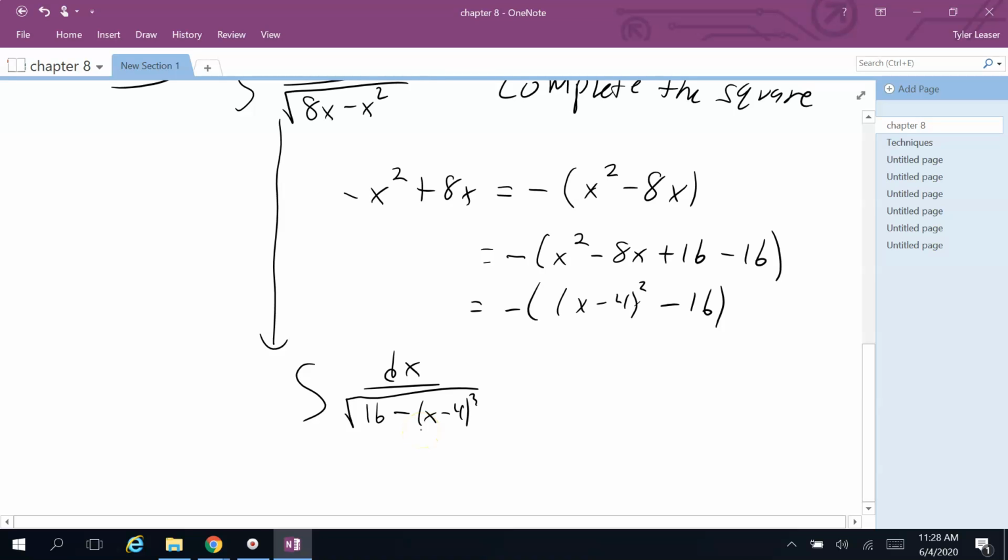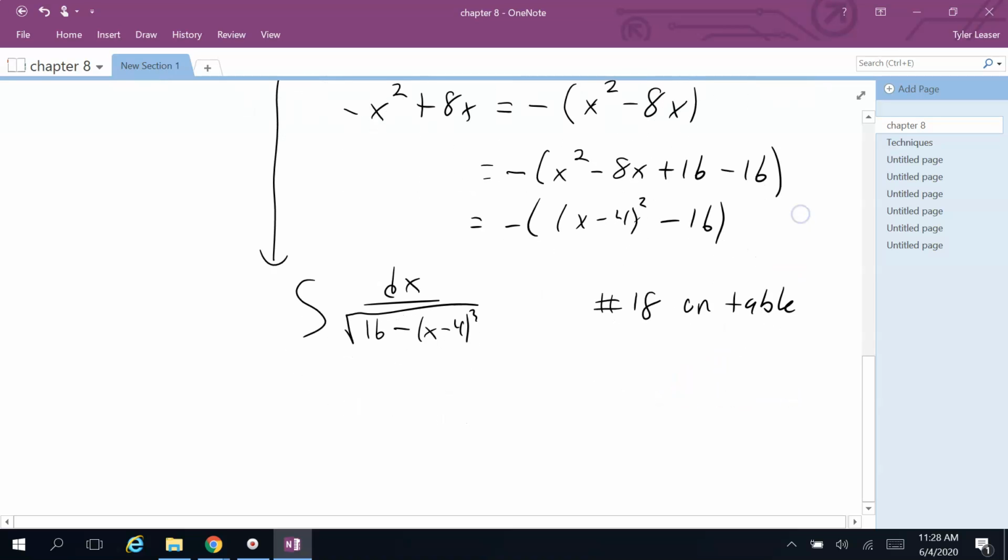Here is where I want you to have that integral table in Moodle. If you don't have that, pause the video and go get that integral table. If you look at number 18 on the integral table, number 18 on the integral table looks like this. The integral of dx over the square root of a squared minus x squared. This and what we have are very close. The only difference is that we have this x minus 4 instead of this x squared.